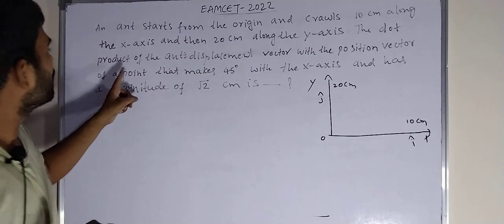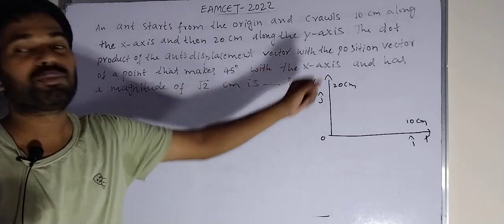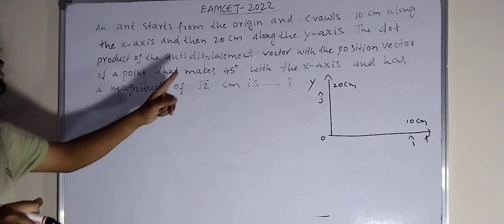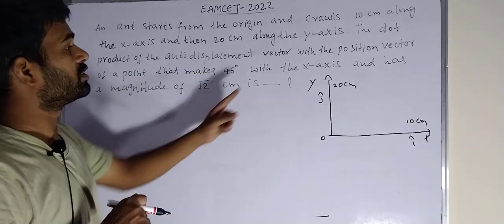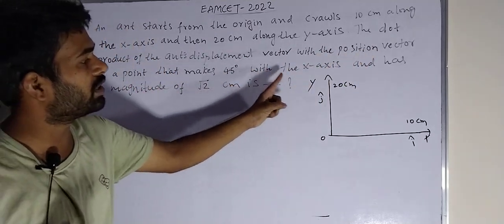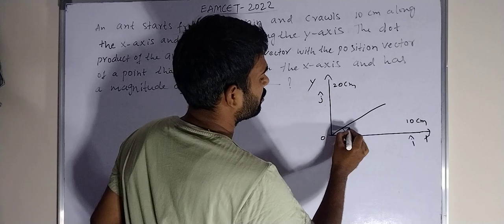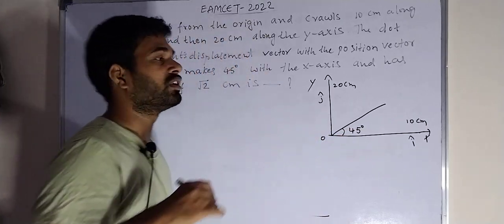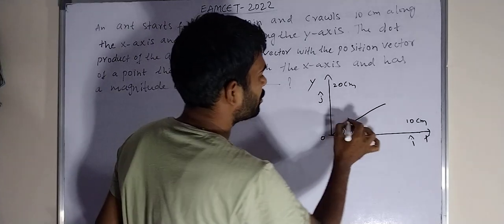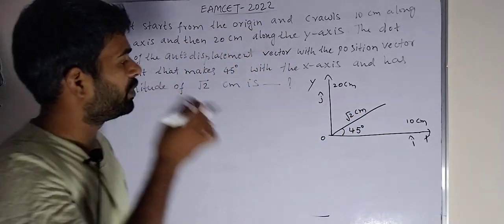What is asked? The dot product of the ant's displacement with the position vector of a point that makes an angle 45 degrees with x-axis. This is the position vector, makes 45 degrees with the x-axis and has a magnitude of root 2. How much is that value? Root 2 centimeter.